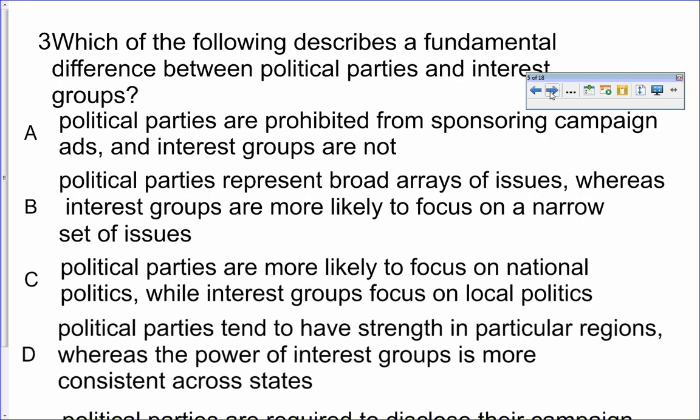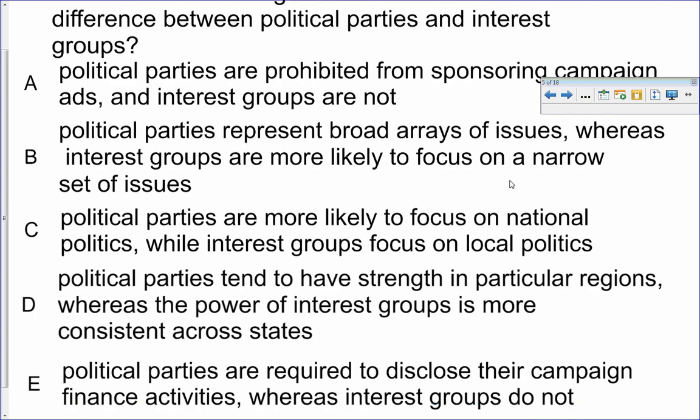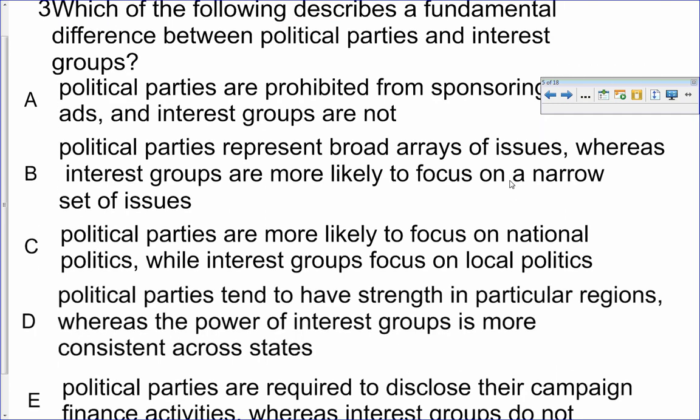I have another question. Which of the following describes a fundamental difference between political parties and interest groups? I understand that neither Mr. Kuhn nor Mrs. Bonadies' classes have yet covered these topics, but I also understand that both classes really successfully completed an election project, so you may be familiar with that. So pause your video for a moment, and then we'll discuss the right answer.